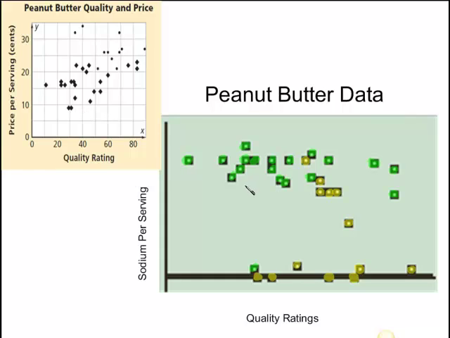And then you guys were asked to make a scatter plot looking at the quality ratings versus the sodium amounts. And we saw here that it was just kind of an all over the place scatter plot. It didn't really have much rhyme or reason. A lot of the data was here, but it didn't really move together positively like the other data did. So we're going to talk about what those relationships are called with the word correlation.